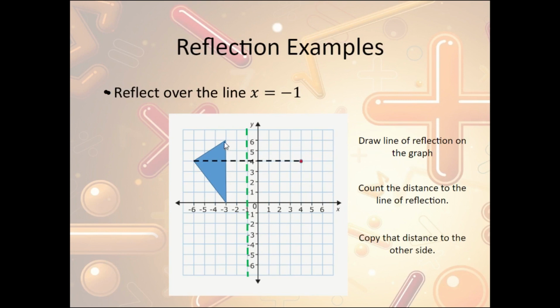And then same thing, 1, 2 away on this side. And 1, 2 away on this side. 1, 2 away on the other side. And now we have our drawing. Again, it's reflected. It's just reflected over a different line.